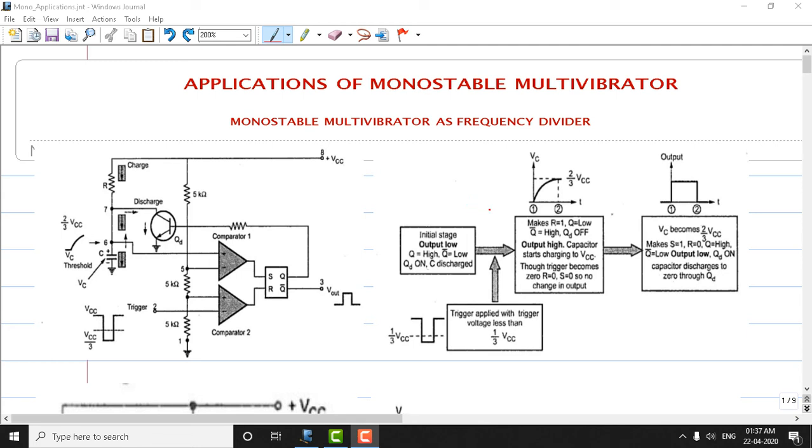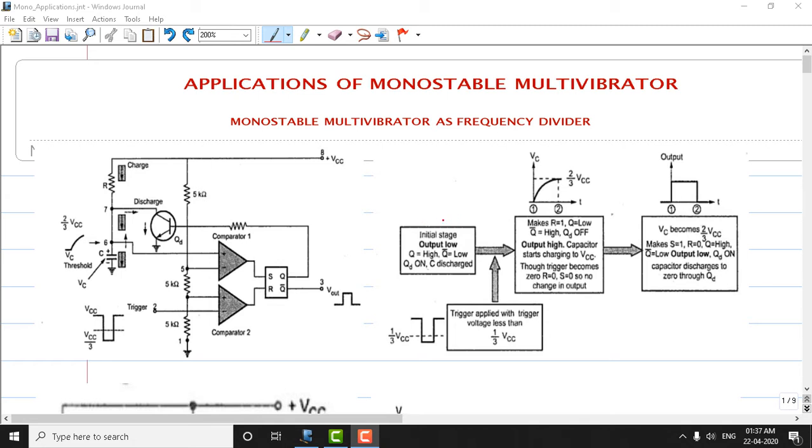In the last class, we have discussed the working of monostable multivibrator. We have also derived an expression for the pulse width with reference to monostable multivibrator. In today's class, we will cover important applications of monostable multivibrator.